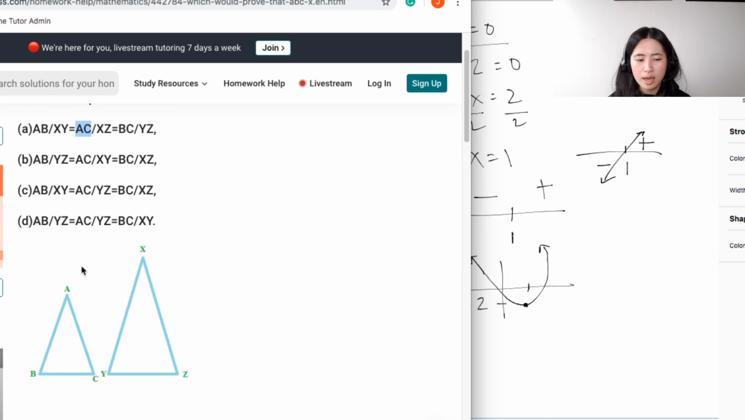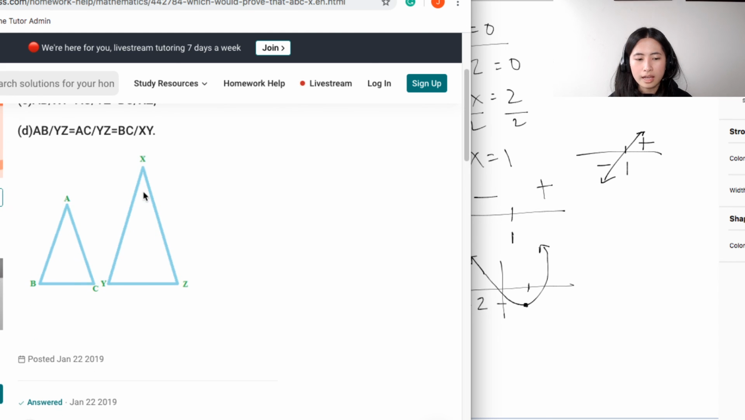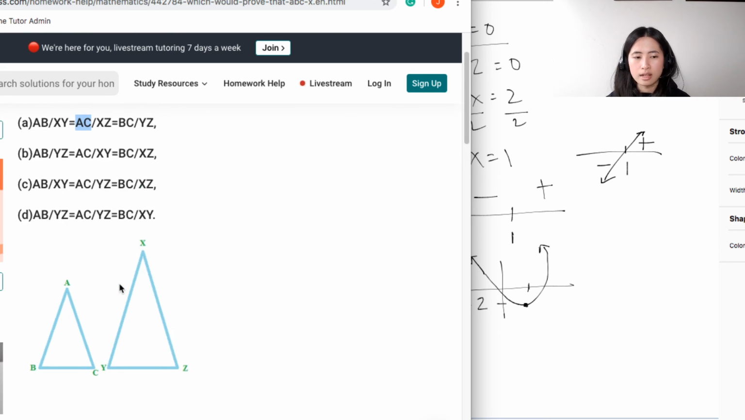So when you say you have AB over XY, that's going to be equal to AC over XZ. Does that make sense? And then when you have that equal to BC, you need to have your numerator coming from your smaller triangle, and that's going to be over the dimension of your larger triangle, and that needs to be YZ, as you can see over here.